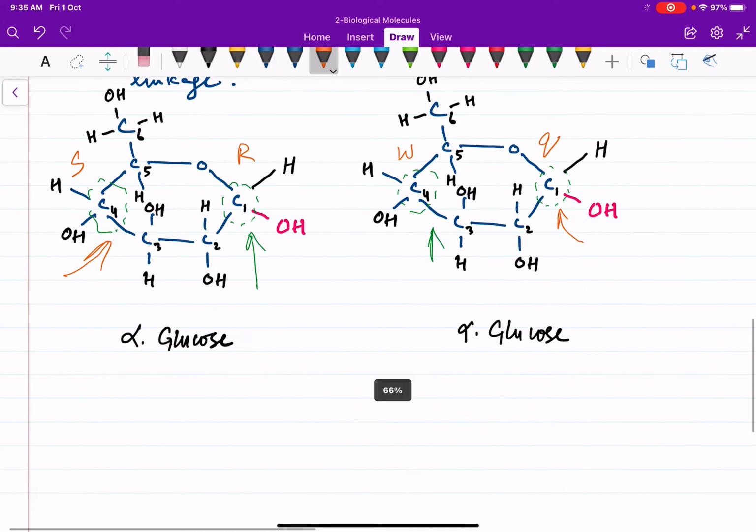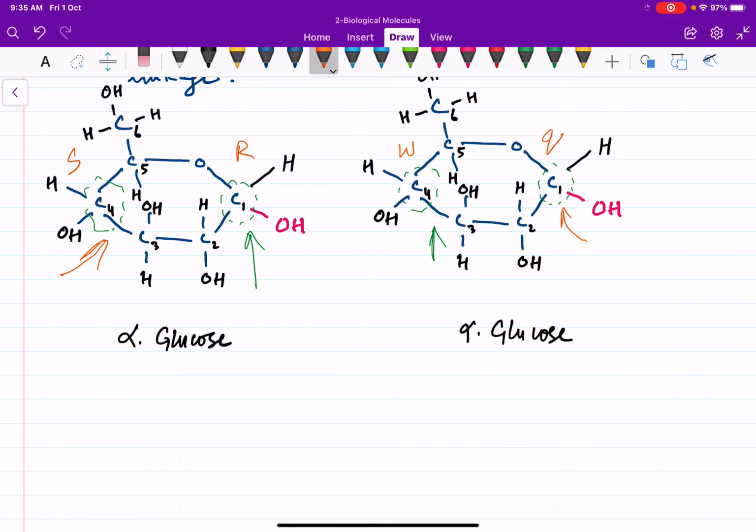In this case, a hydroxyl group from one of these carbons, maybe from carbon number 4 or maybe from carbon number 1, and a hydrogen from the other. So you can remove the hydroxyl group from here and the hydrogen from here. This would be eliminated as a water molecule, H2O. So a water molecule is eliminated out of it.